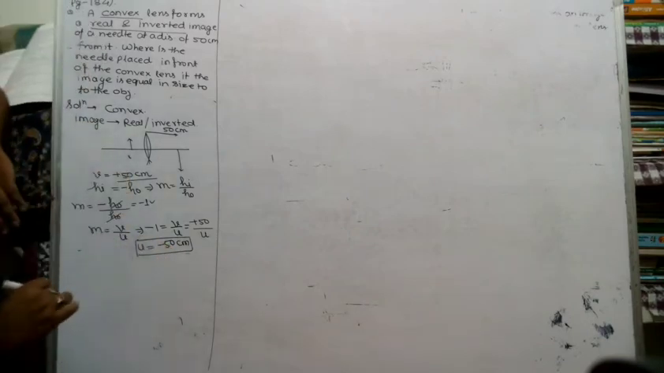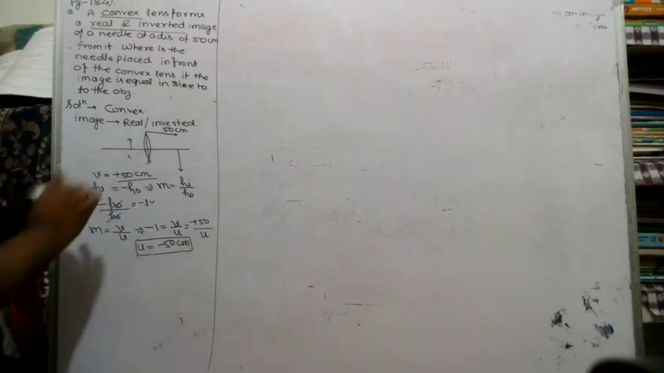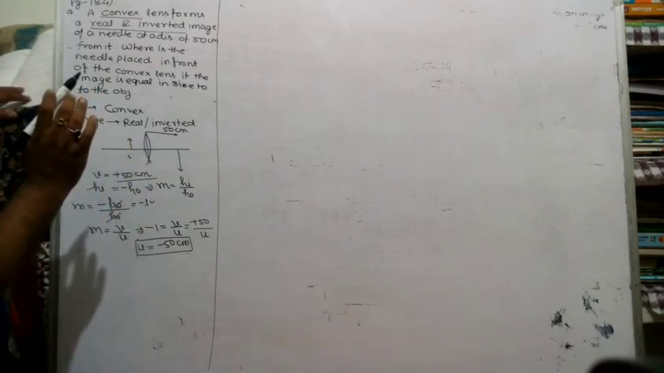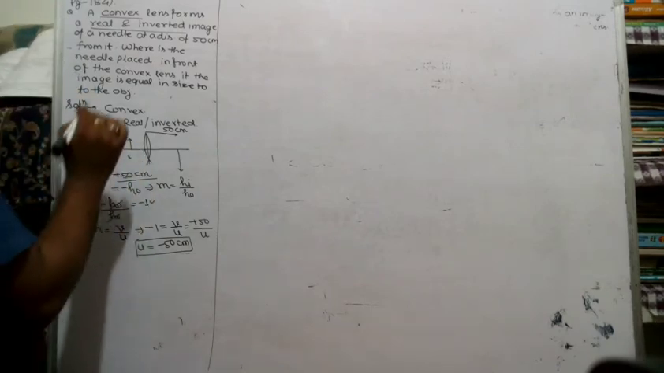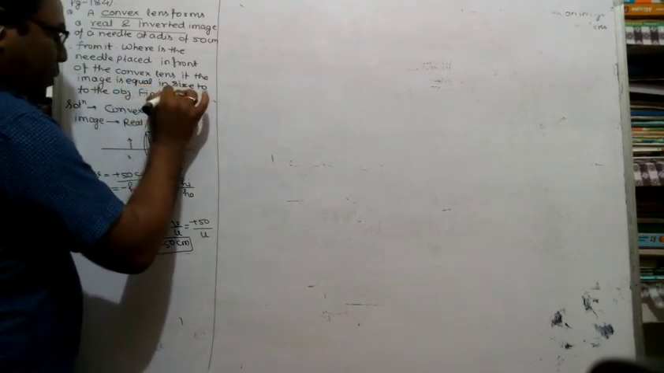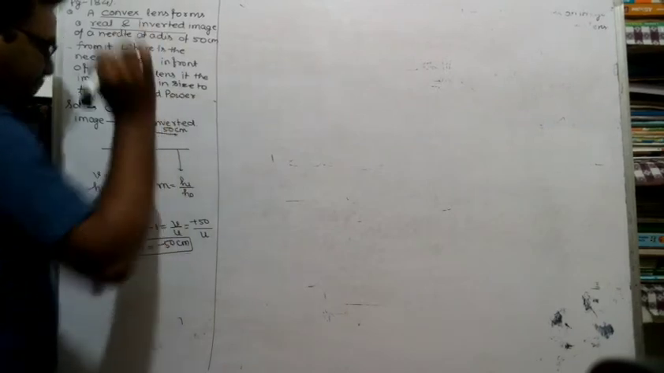So this is the image position, object position. Understood the question, beta? Now you have U and you have V. With the help of these, you can also find the power of the lens. In this question, also find power of lens. Look, beta.